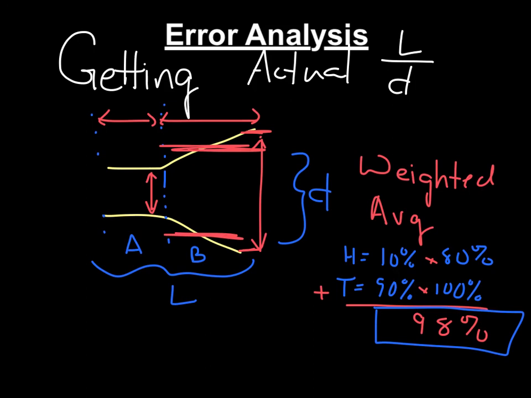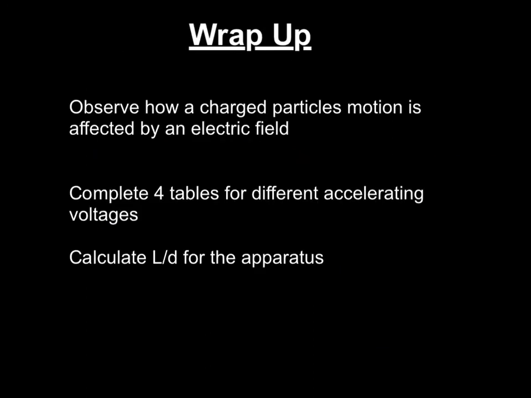In conclusion, you are trying to observe how a charged particle's motion is affected by an electric field. You complete 4 tables for different accelerating voltages, and then you calculate L over D for the apparatus. So the L, length of the plates, over D, the separation. If you have any questions, just let me know, and I will see you in lab.